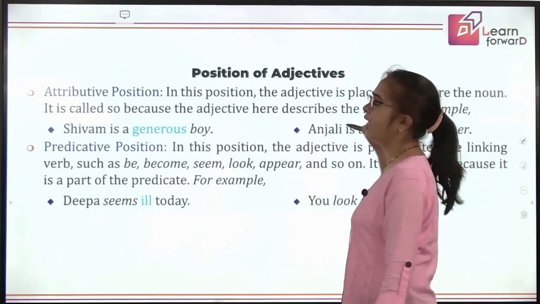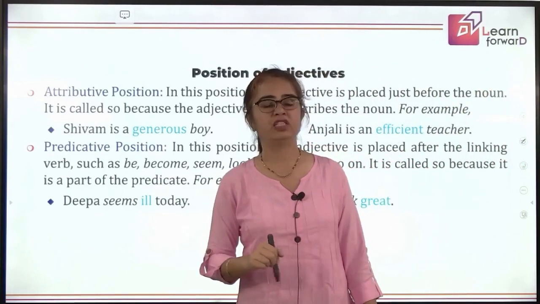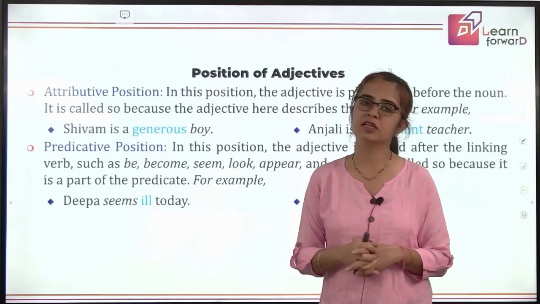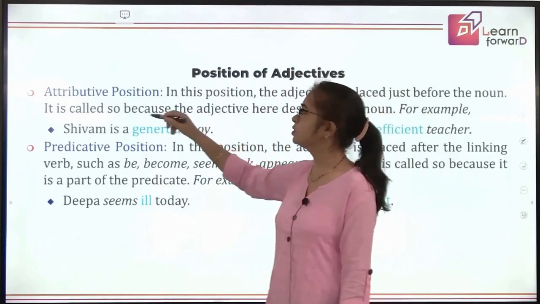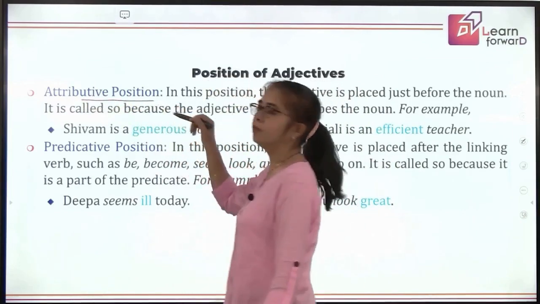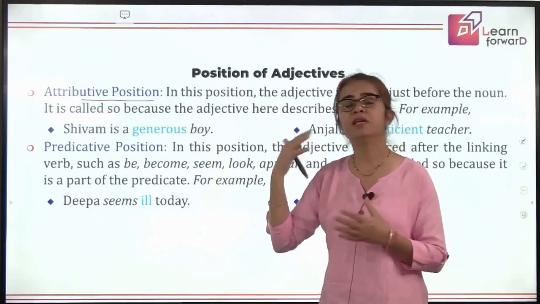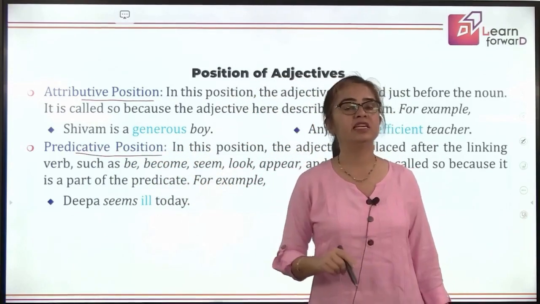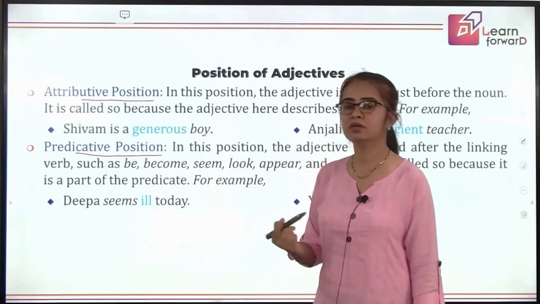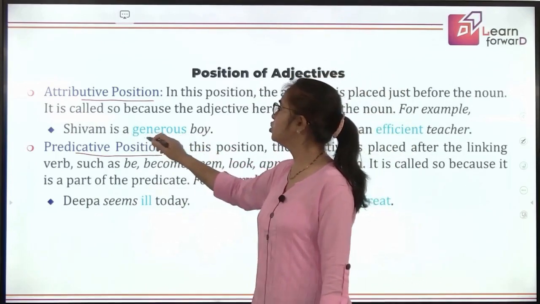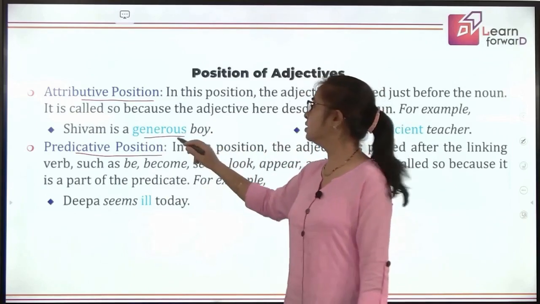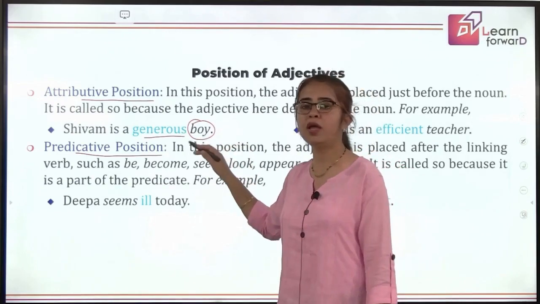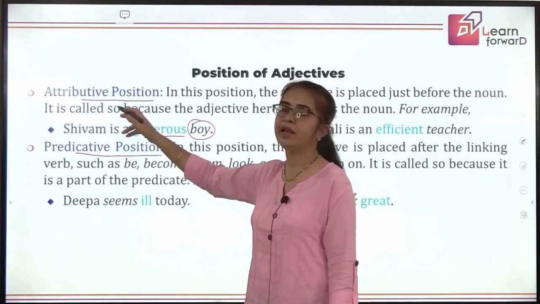Let's move ahead and we'll be learning about position of adjectives. How and where do you place the adjectives in a sentence? Based on this, we have two types, two positions. We have attributive position where the adjective is placed just before the noun, and the second is predicative position where the adjective is placed after the verb in the sentence, right? So let's see how. Shivam is a generous boy. So here generous is placed before the noun it is describing. Generous is describing boy. This is called the attributive position.